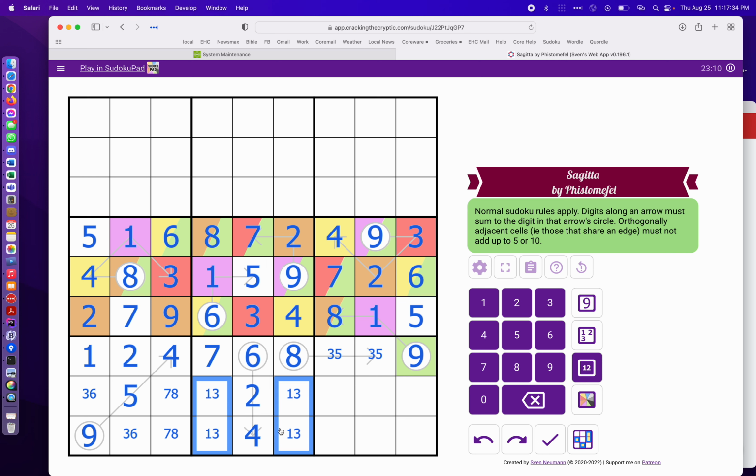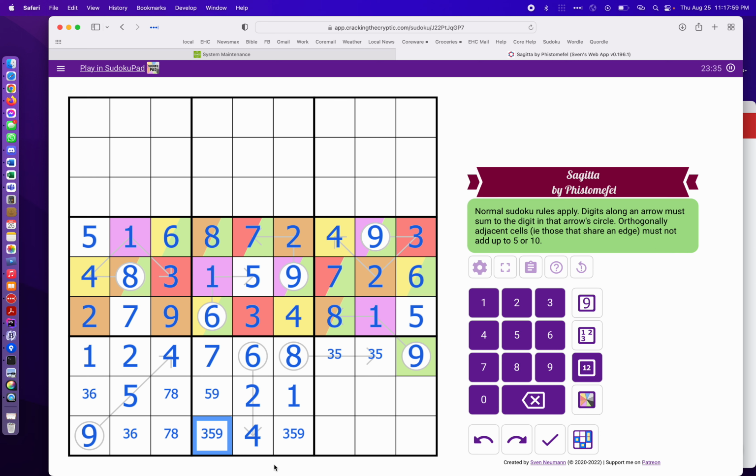This is 1, 3, 5, 9. But these can't be 1. That one also can't be 3. This one can't be a 1 because it's next to a 4. So that one is a 1. Let's see, 4.